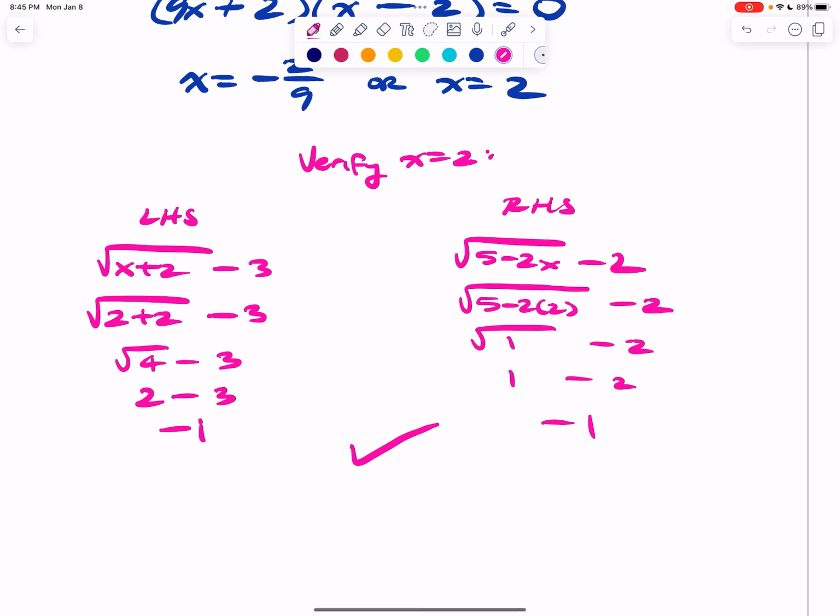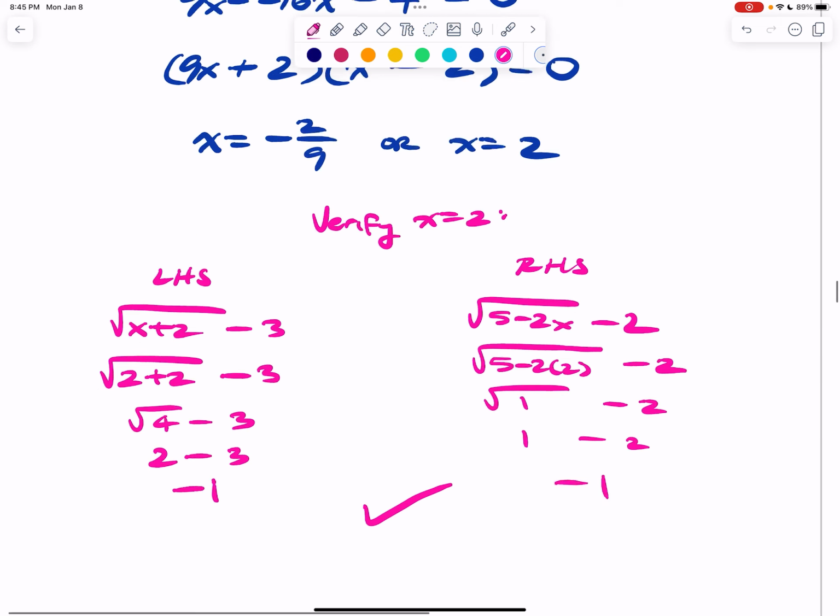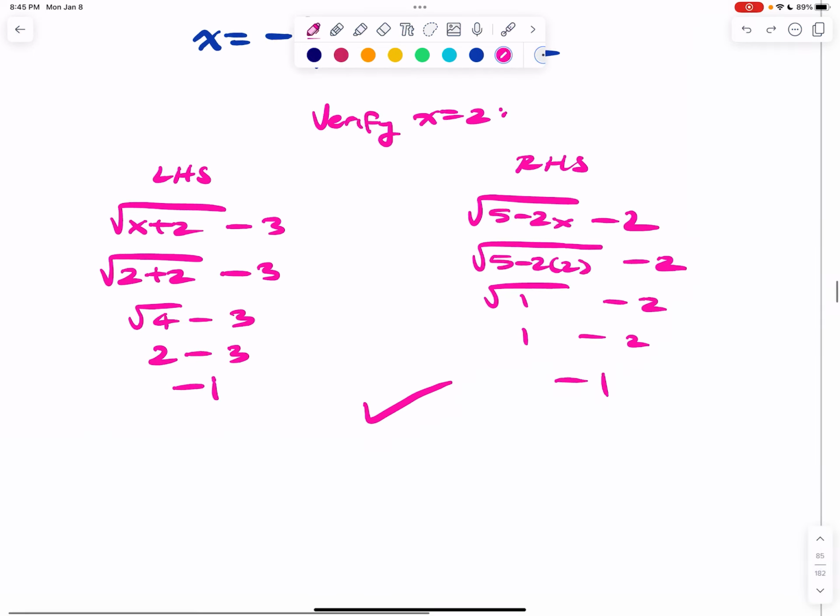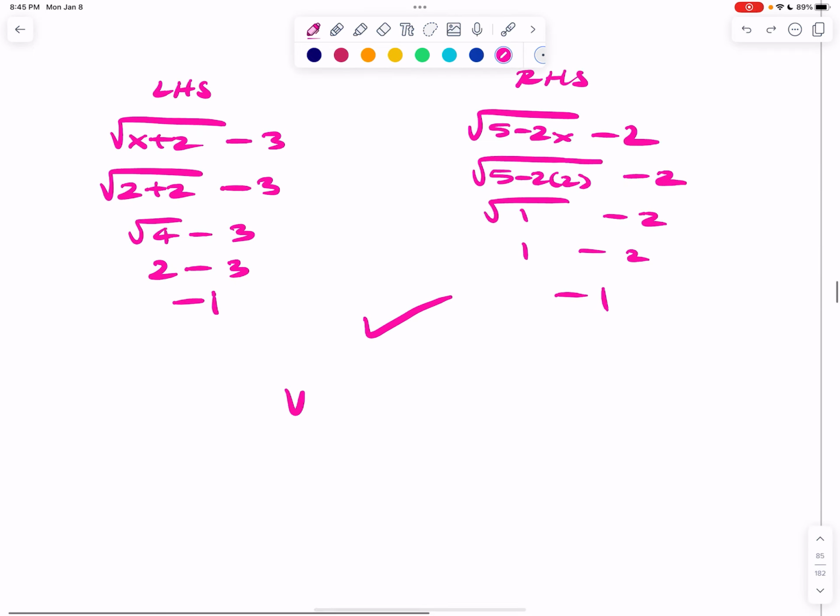Neat. Looks like x equals 2 is a winner. Super duper. They could both be winners. So we do still need to, we can't just be like, oh yeah, that means this one's wrong. We do actually need to check it. So let's verify.